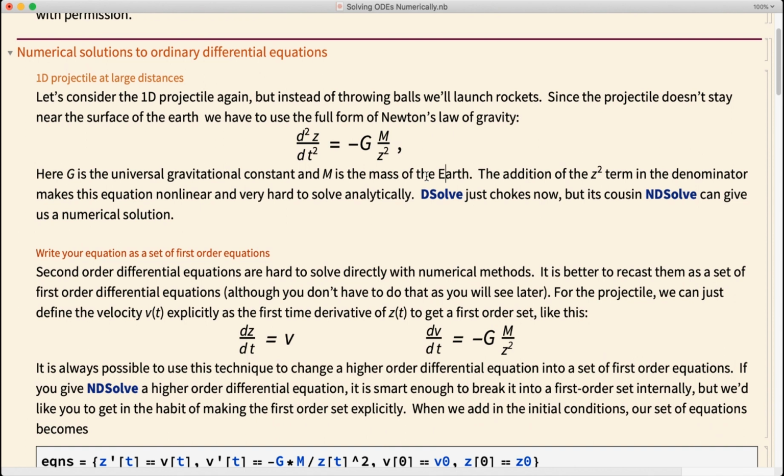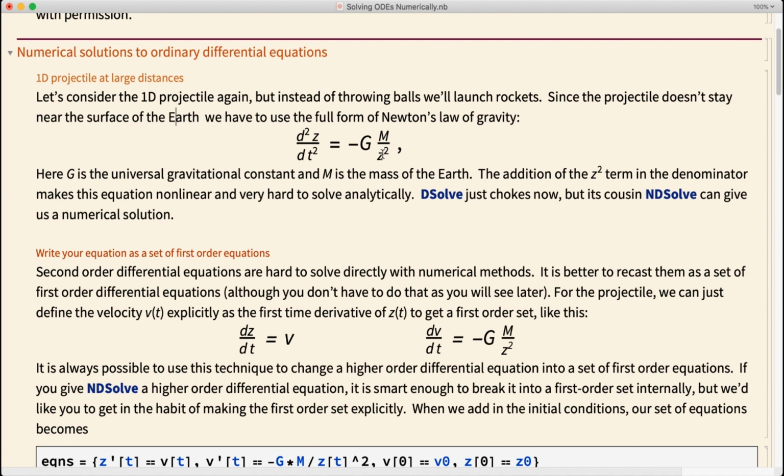Okay, so we're going to look at a 1D projectile again, but instead of throwing balls, we're going to launch a rocket. We're going to think about what happens to this object if it doesn't stay close to the surface of the Earth, and we're going to use the full form of Newton's law of gravity.